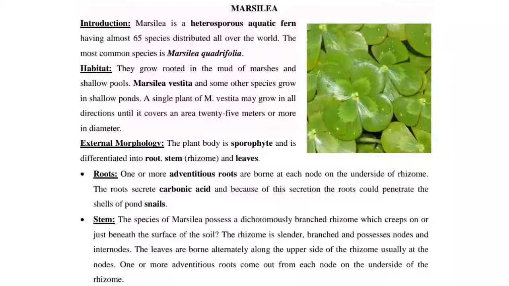Stem. The species of Marsilea possess a dichotomously branched rhizome which creeps on or just beneath the surface of the soil. The rhizome is slender, branched, and possesses nodes and internodes. The leaves are borne alternately along the upper side of the rhizome, usually at the nodes. One or more adventitious roots come out from each node on the underside of the rhizome.